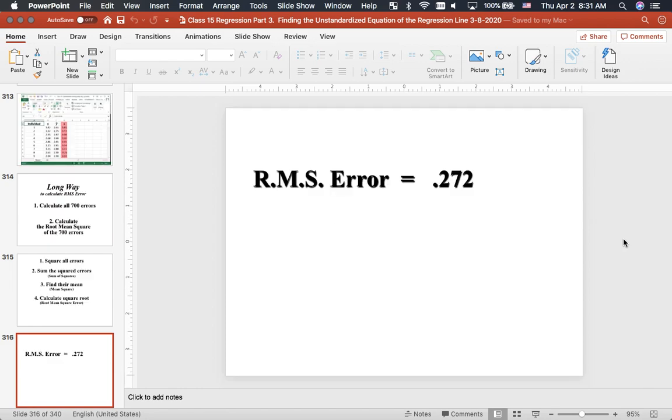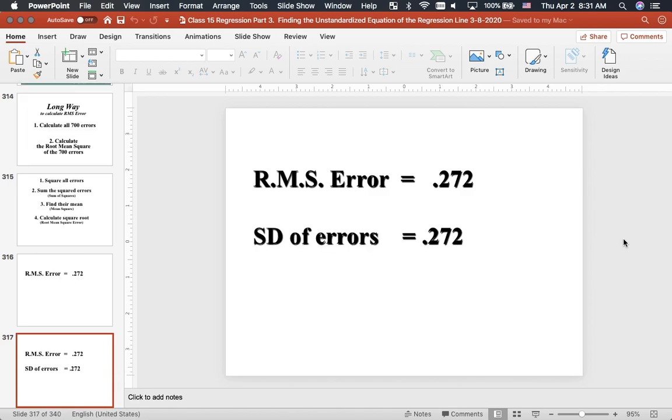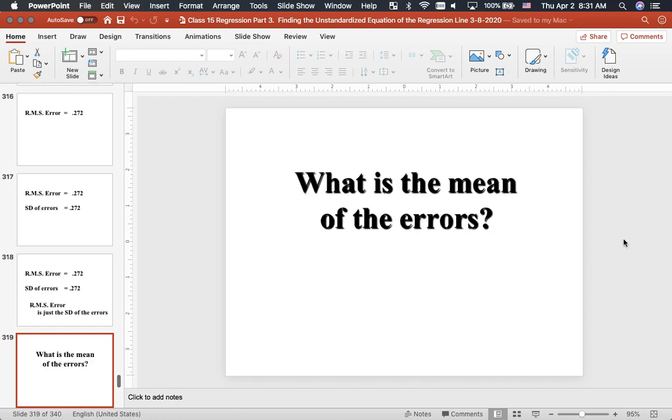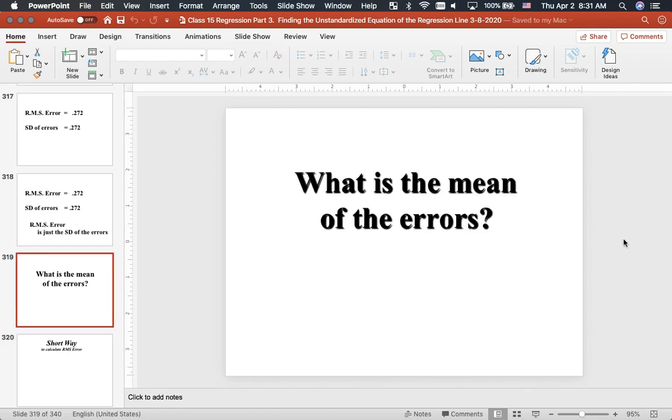So in our example, we get RMS error using the long way, using Excel, 0.272. That's the SD of the errors. So RMS error is just the SD of these errors. So what's the mean of the errors?